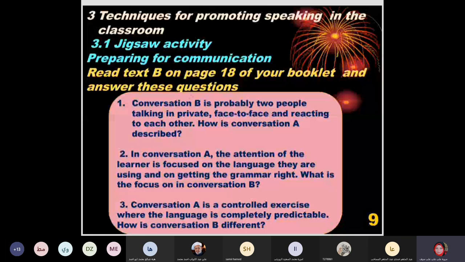So, what about number three? Conversation A is controlled practice or exercise where the language is completely predictable. Yeah, it's known in advance. How is conversation B different? It's not predictable. Unpredictable, yeah. You can't expect or anticipate what the speaker is going to say next. So you listen carefully to what he's trying to say because you do not know it. You are eager and you feel this suspense to know what he is going to say, exactly like in real communication and conversations.